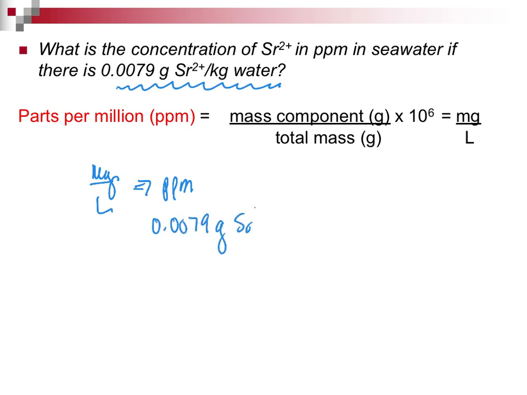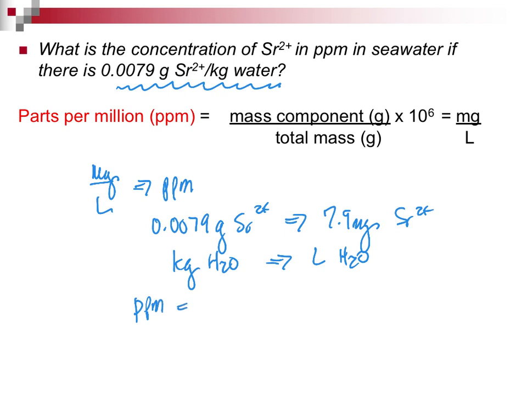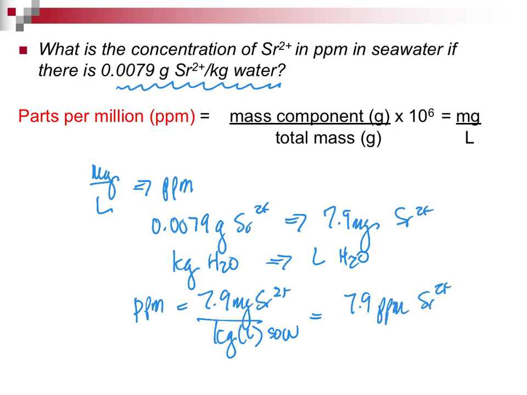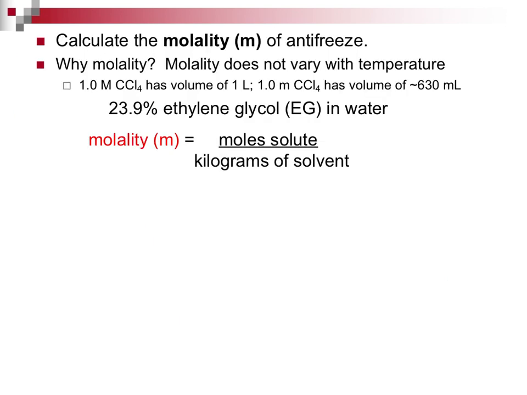So when I look at 0.0079 grams of Sr2+, that is the same thing as saying 7.9 milligrams. If I look at a kilogram of water, that is the same thing as saying a liter of water. So very simply put, ppm is equal to 7.9 milligrams of Sr2+ divided by a kilogram or a liter of solution, and that comes out to be 7.9 ppm Sr2+. Again, it's the units that you have to think about in order to solve this problem.